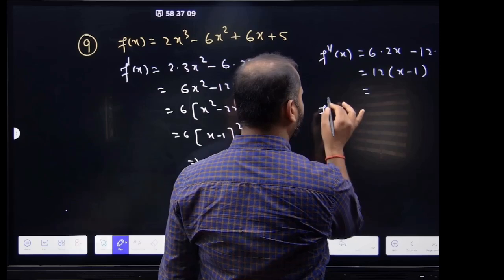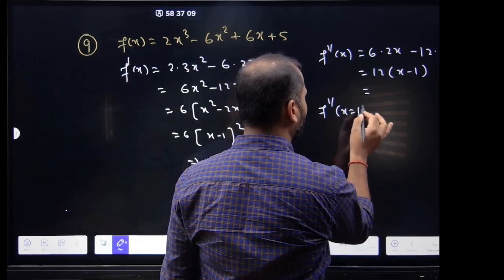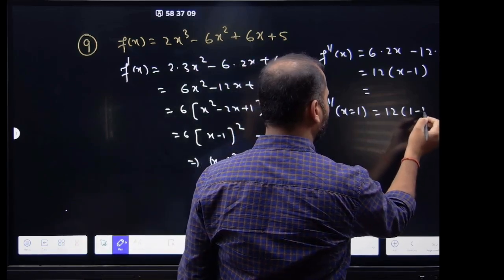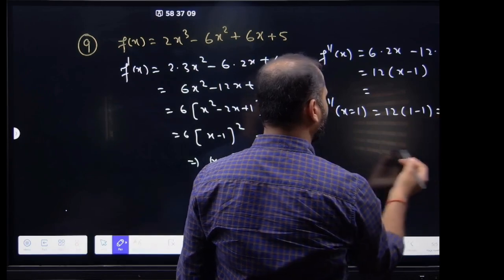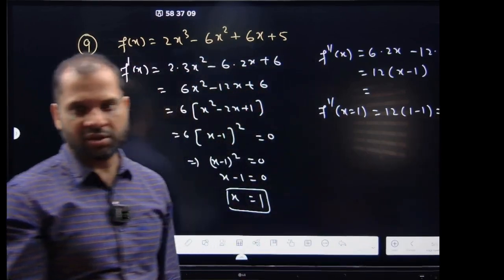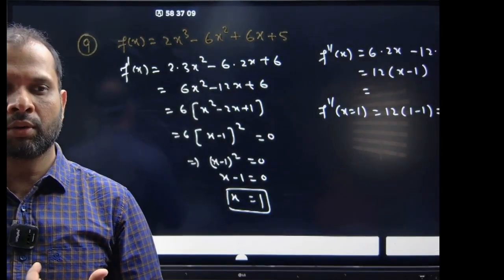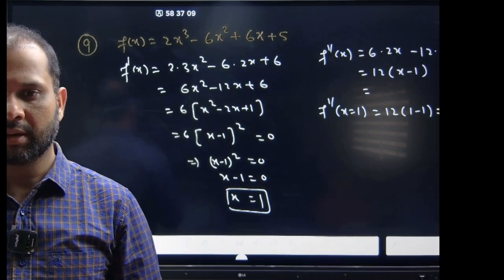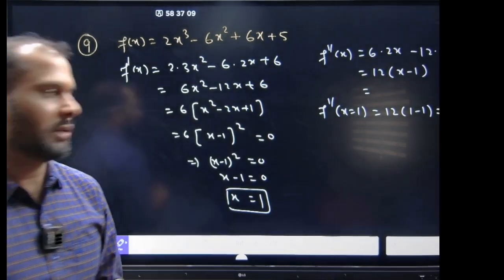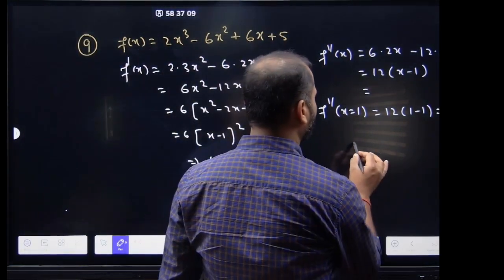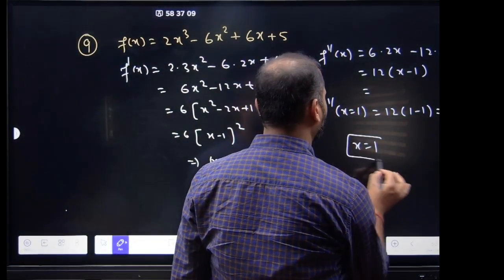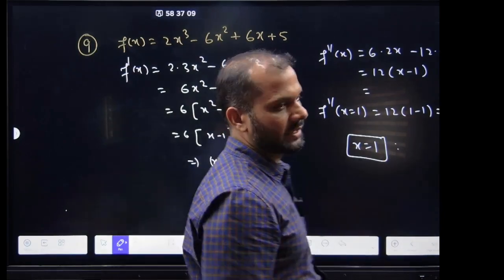So what will it be? I will check f double dash at x is equal to 1. How much will it be? 1 minus 1, this is nothing but 0. If it is 0, it is neither positive nor negative, right? So we can't comment whether it is local maxima or local minima. Yes or no? So point of inflection, just check the answer. So at x is equal to 1, we can say that it is point of inflection.